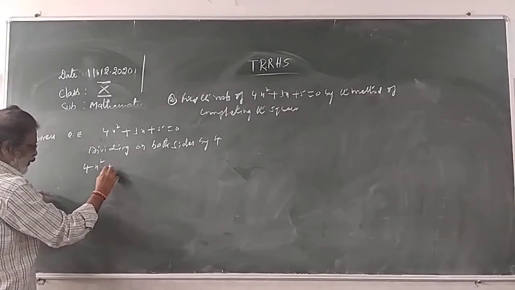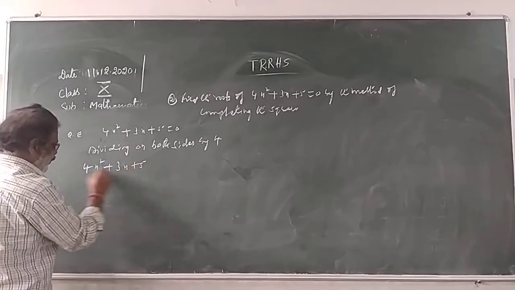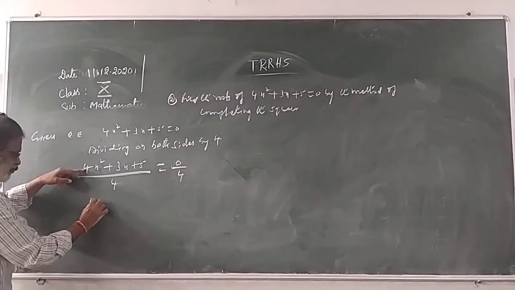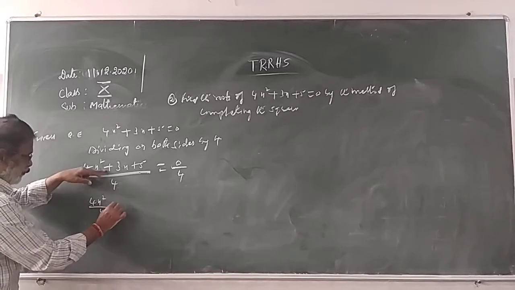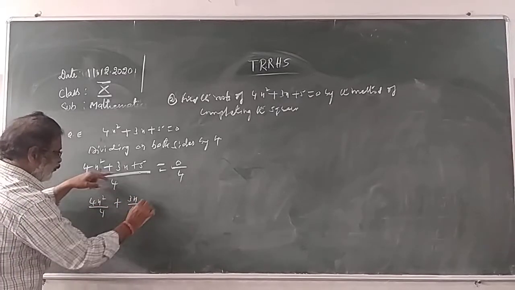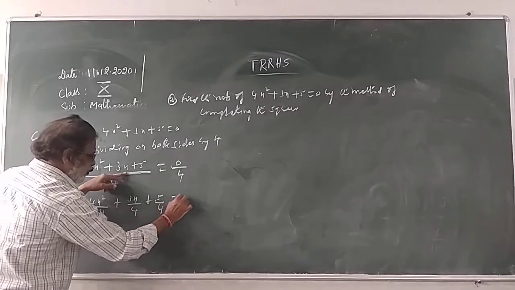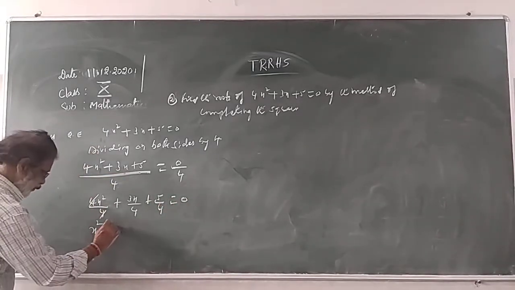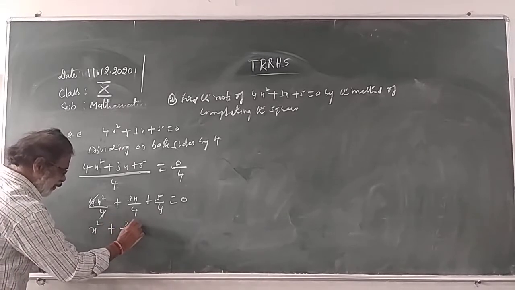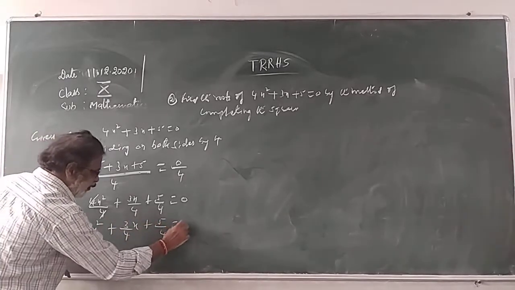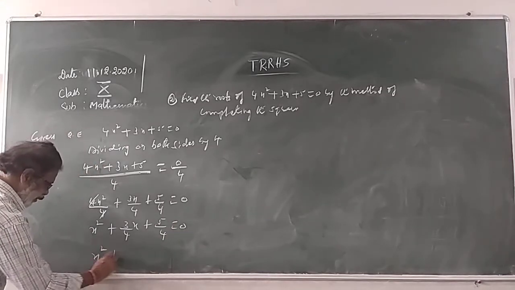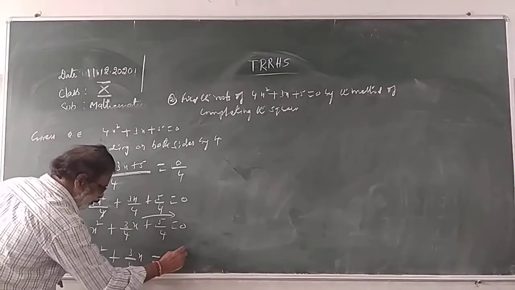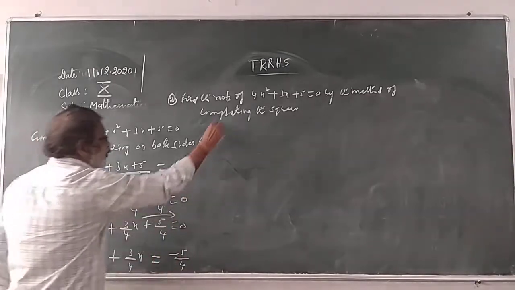4x square plus 3x plus 5 by 4 is equal to 0 by 4. Split this: 4x square by 4 plus 3x by 4 plus 5 by 4, equals 0. Dividing 4 by 4 gives 1, so it becomes 1x square plus 3 by 4 x plus 5 by 4 equal to 0. Now x square plus 3 by 4 x, and 5 by 4 goes to the right side. It becomes minus 5 by 4.